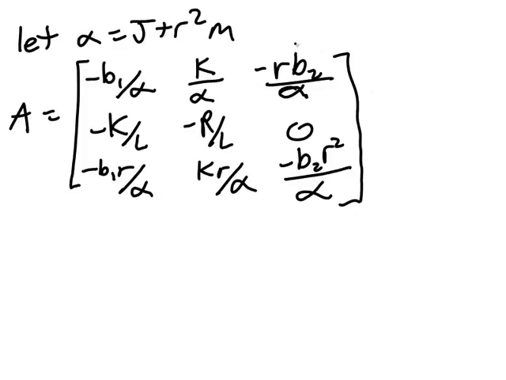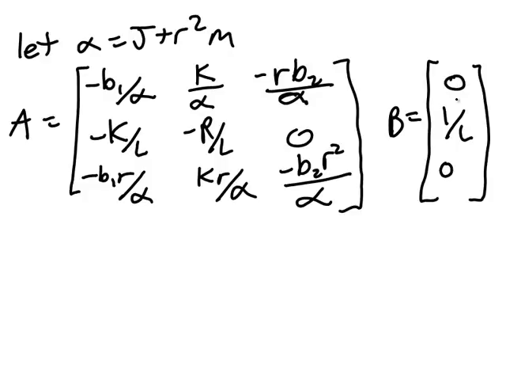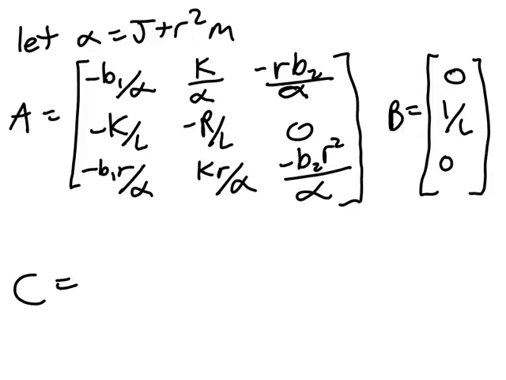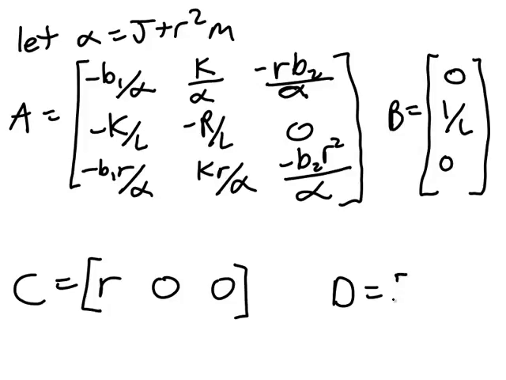and that will make it easier for me to write out the matrices. So here's our A matrix that you should end up with, and then we have the B matrix, which is 0, 1 over L, 0, and then we have the C matrix, which is just r, 0, 0. And we have D, which in our case is just a scalar, and it is 0. And this is all you need to go ahead and simulate the system.